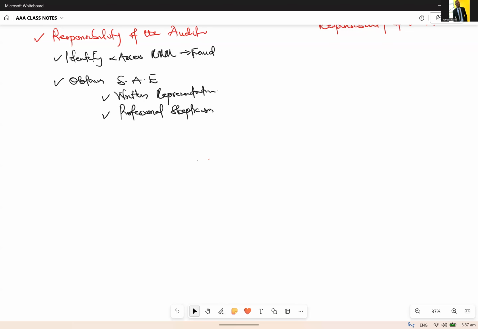So once they've given you that written representation, you are supposed to scrutinize it. It is the job of the auditor, after getting these things, to discuss among the engagement team. So obtain these things, and hold discussions among the engagement team about any suspected fraud or error.